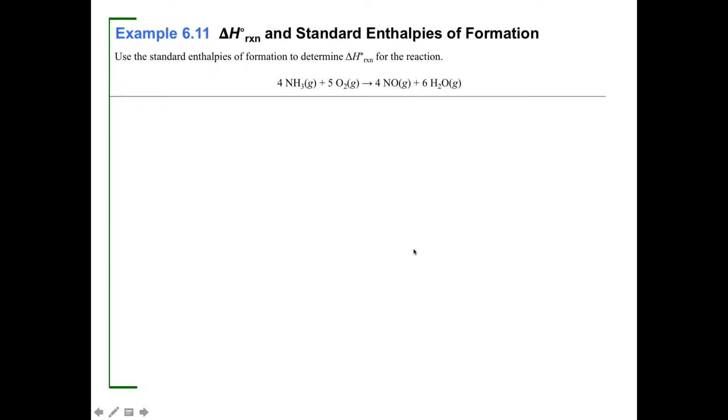Okay, so use the standard enthalpy of formation to determine the standard heat of reaction for this reaction. All right. Uh-oh. This is going to be scary to some people. All right, so what I'm going to do is I'm going to write out the standard heats of formation for everything here. There may be some overlap. I'm going to do ammonia. Oxygen I'm not going to do because I know what that is. That's 0. Let's do it.